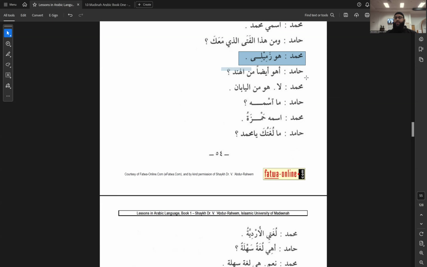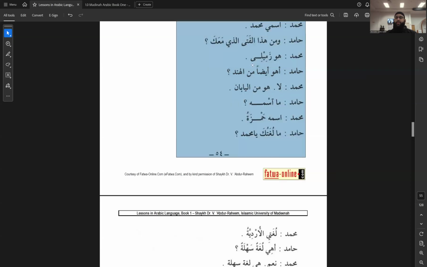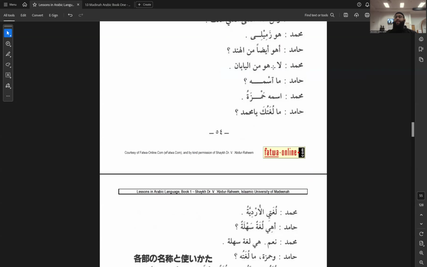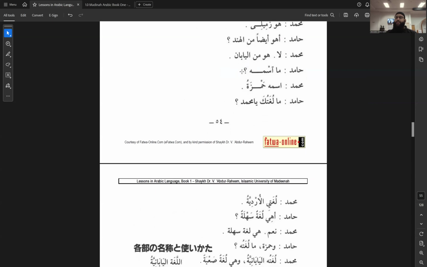Then Hamid says, huwa aydan min al-Hindi. This sentence we know now. How do you translate this? Very good. Is he also from India? Aydan means also. Muhammad responds, La huwa min al-Yabani. He is from Japan. Okay.